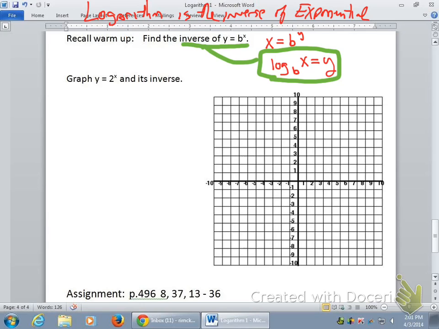Okay? So here's what I want to do. All right? I want to graph y equals 2 to the x. This is a very specific problem, not a generic one. I want to graph y equals 2 to the x and its inverse. So we're going to do that by graphing it with a table of values.